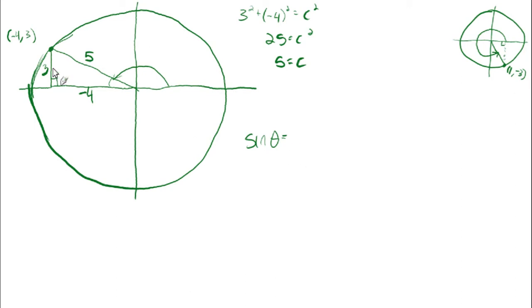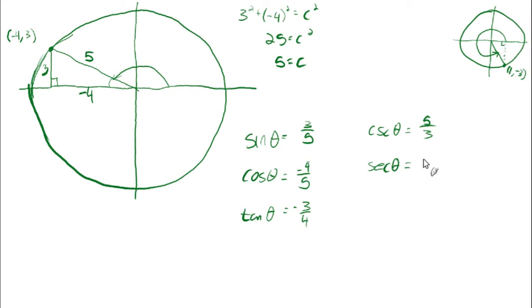So the sine is equal to the opposite over the hypotenuse, that's 3/5. Cosine is equal to adjacent over hypotenuse, -4/5. Tangent is equal to the opposite over adjacent, that's -3/4. And then we'll find the cosecant, that's the reciprocal of the sine, that's 5/3. Then the secant is -5/4 because it's the reciprocal of the cosine, and the cotangent is -4/3.